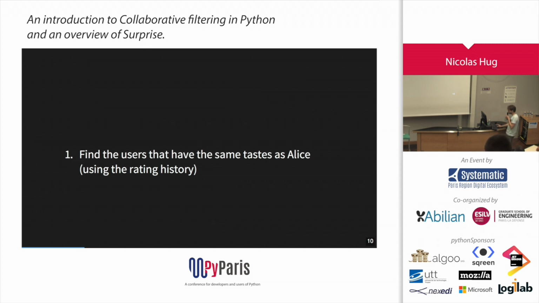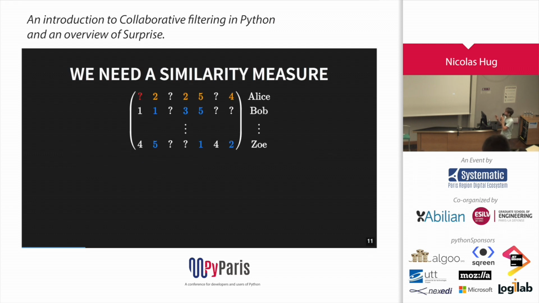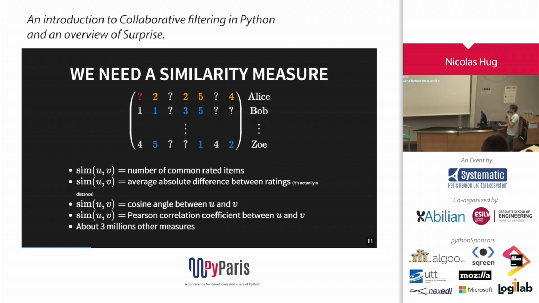For the first step, for finding the neighbors of Alice, we will need a similarity measure, okay? Now, there are tons of ways to compute a similarity between two users. The simplest one would be, for example, to count the number of common items, okay? If Alice and Bob have rated a lot of items in common, then they probably like the same movies. The thing is that we are not taking into account the rating values here, okay? We can see that Alice and Bob have 3 ratings in common, and Alice and Zoe also have 3 ratings in common. So if we're using that, we will say that Alice is as close to Bob as she is close to Zoe, which is kind of false.